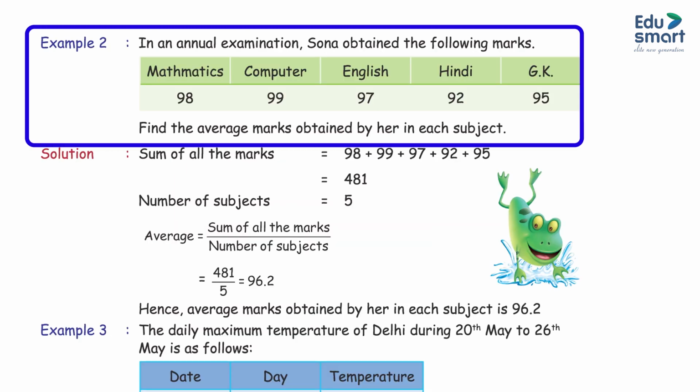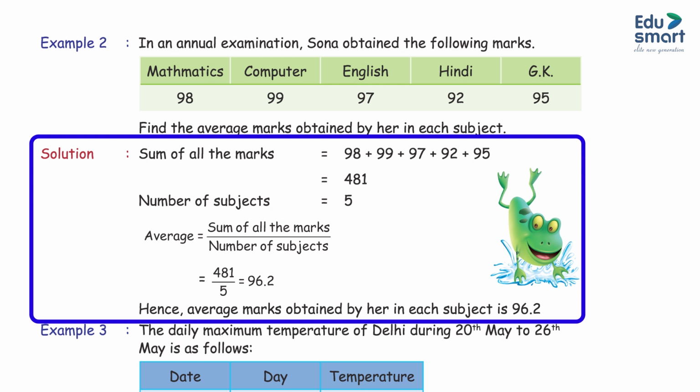Example 2. In an annual examination, Sona obtained the following marks: Mathematics 98, Computer 99, English 97, Hindi 92, GK 95. Find the average marks obtained by her in each subject. Solution. Sum of all the marks 98 plus 99 plus 97 plus 92 plus 95 is 481. Number of subjects 5. Average equals sum of all the marks upon number of subjects, 481 upon 5 equals 96.2. Hence, average marks obtained by her in each subject is 96.2.